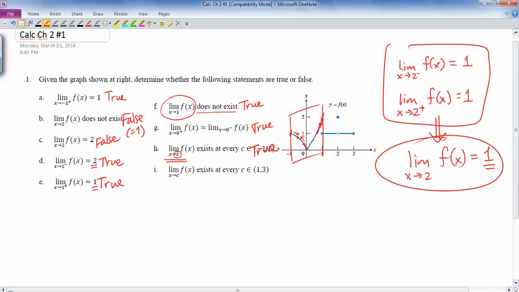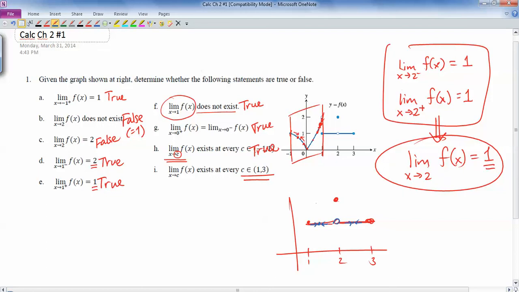The last one says for everything between 1 and 3. That would be this part of the picture. Here's 1, here's 2, here's 3. Everything in this region here, does that have a limit for any value that I pick? If I pick this value, sure, the limit from the left and the limit from the right are going to be the same. If I pick this value, same deal. So the limit exists. The one place where that gets messed up is right around 2.